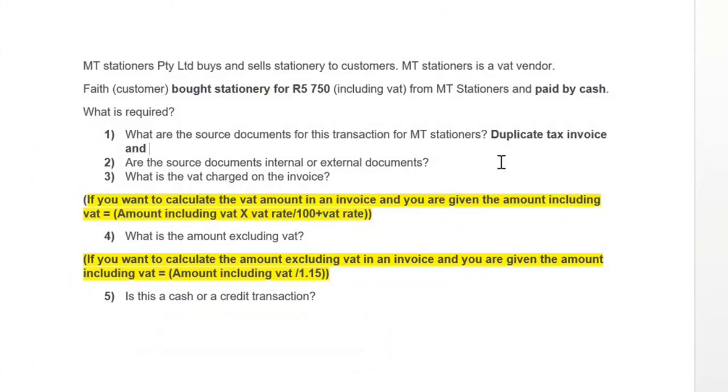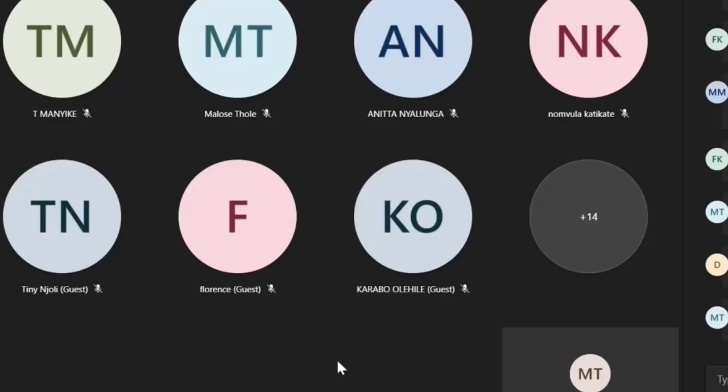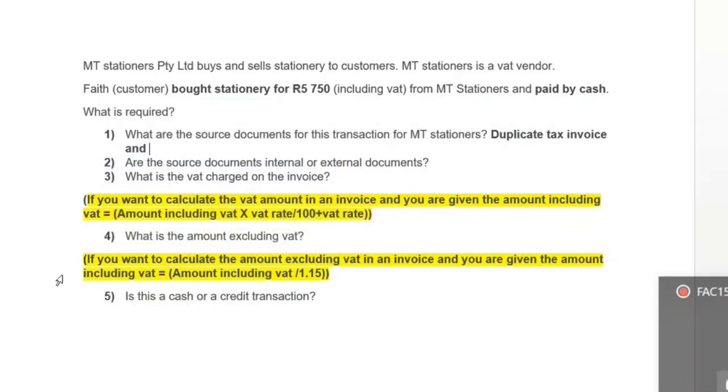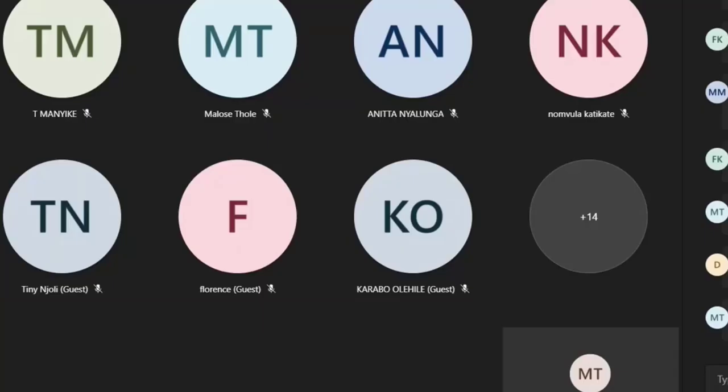What are the source documents? So the first one we said was a duplicate tax invoice, and anybody else can answer the question. Malibongwe, please. Yes, okay, good morning. And also the cash register, since the transaction involves cash. So the cash needs to be recorded, yeah. Okay, all right. Guys, Malibongwe is saying a cash register.